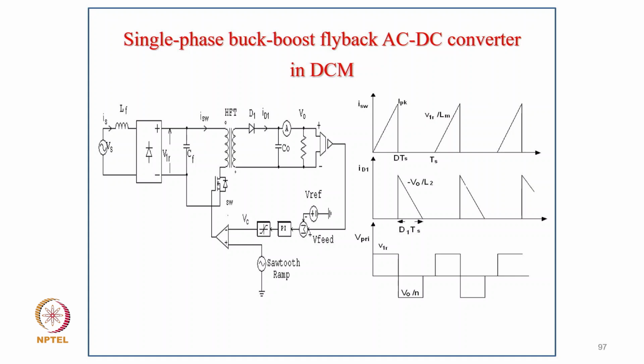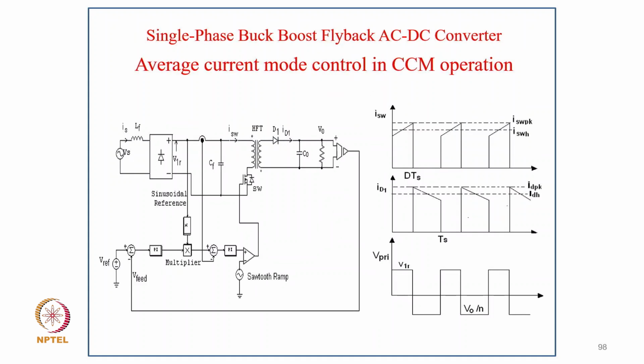So during on you have some positive voltage, and during diode conduction, when the switch is off, you have a negative voltage, and when neither is conducting, you experience zero voltage across the primary of this flyback transformer. So this is the case again, this is the typical case if you are designing in CCM.